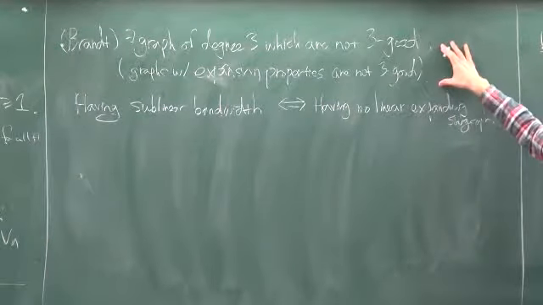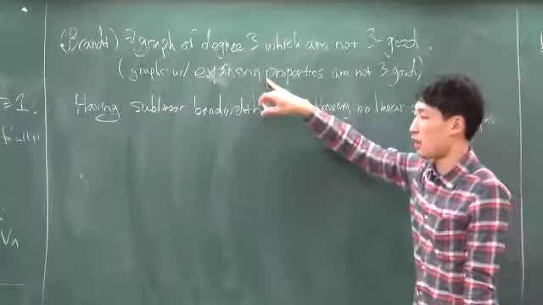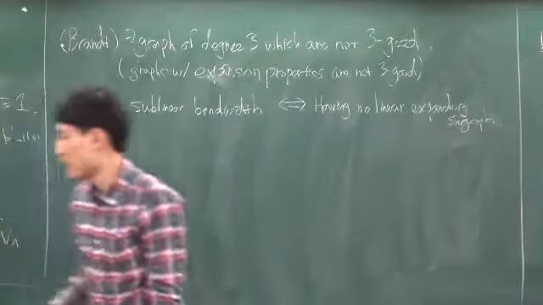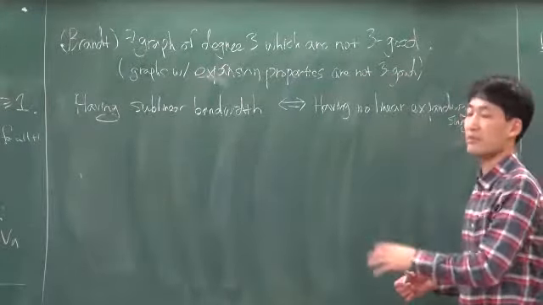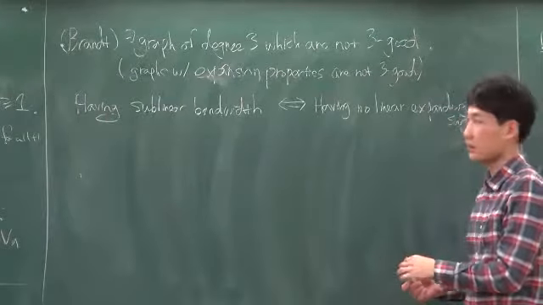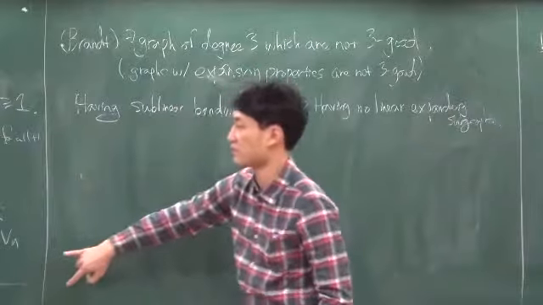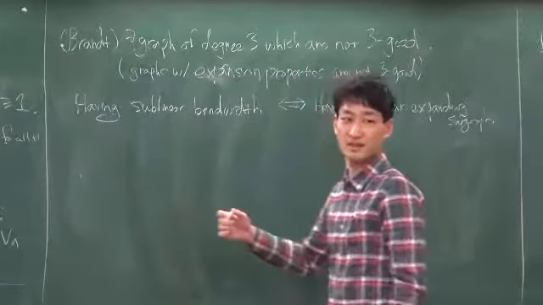And Brandt's construction shows that graphs with expansion properties can never be as good. On the other hand, if you have small bandwidth, constant bandwidth, then it is as good. So in some sense, this is very close to the truth. And this class of graphs is somewhere in the borderline.